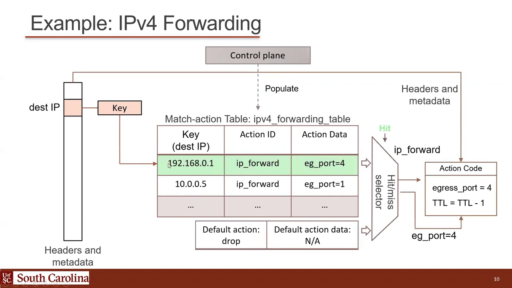So after we do the parsing for, let's say, IPv4, we can now extract this destination IP. And we do a matching. We can see here that we have an entry, so we have a hit. And therefore, the IP forward action will be executed, and the action data eg_port = 4 will be passed to it as well. Now, what is this action doing?